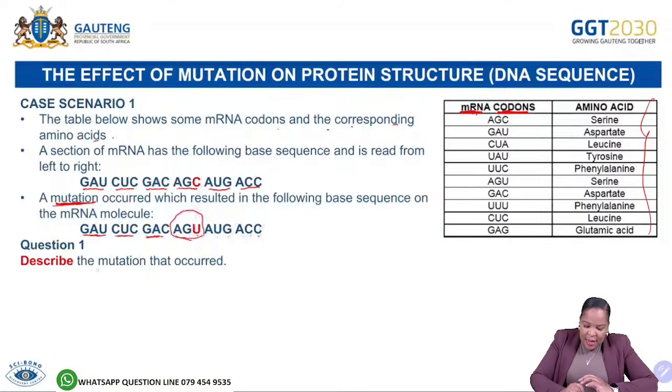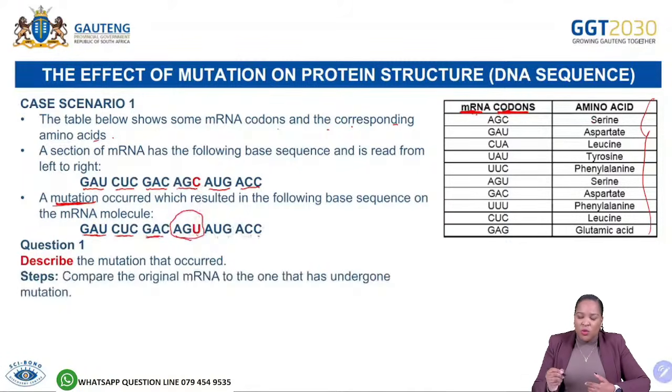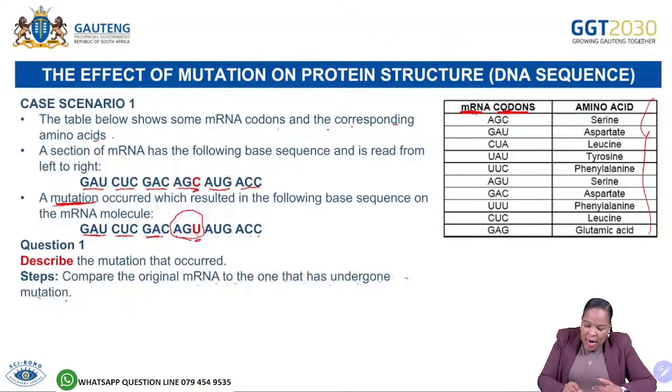Right. Then describe the mutation that occurred. How are you going to start to attack or to tackle this question? The first thing that you must do, you must compare the original mRNA to the one that has undergone mutation. Meaning you must tell us where the change was, to say on the triplet base or on the sequence of the bases. AGC has now changed.